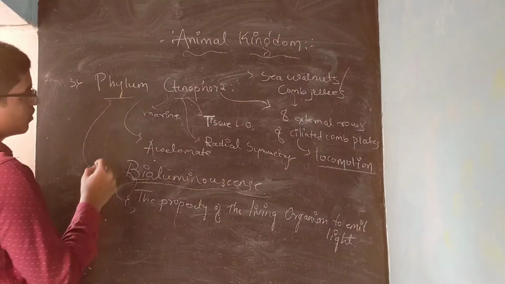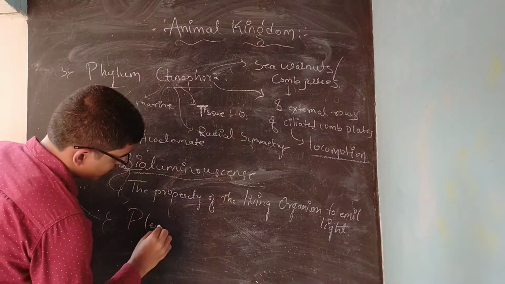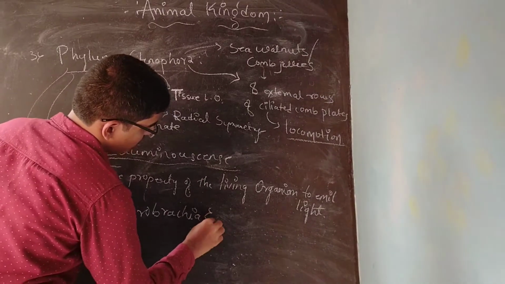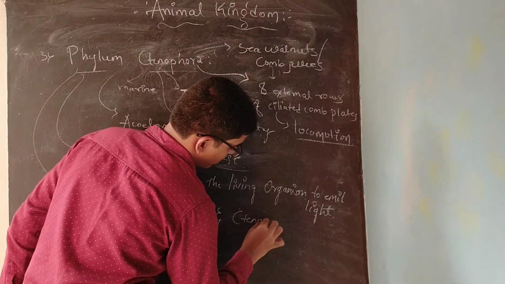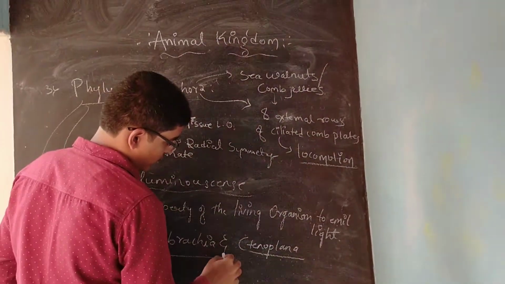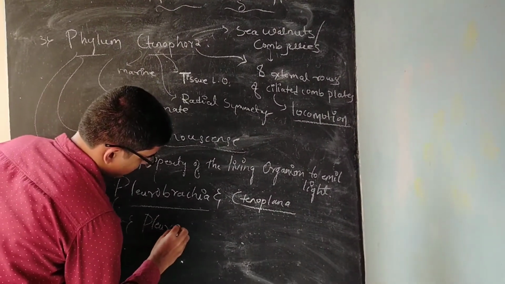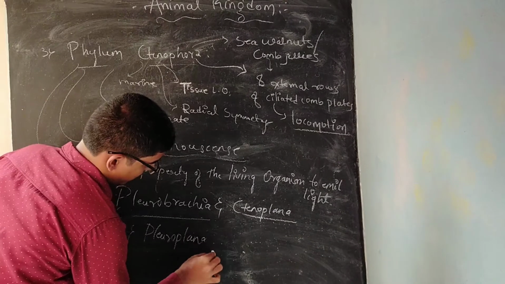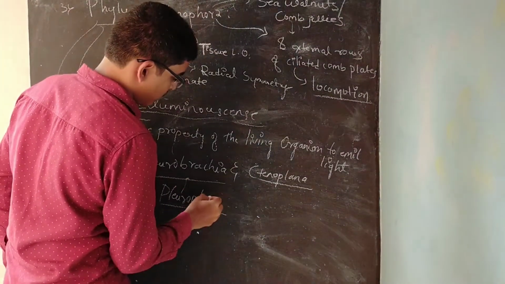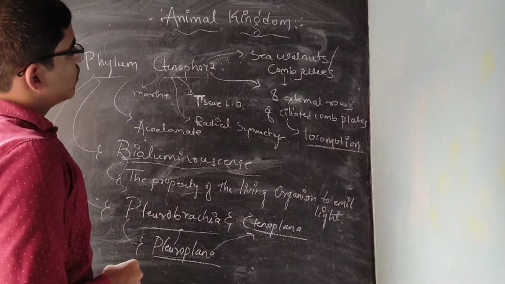So the examples for the phylum Ctenophora will be Neurobrachia and Ctenoplana. The shortcut to remember this trick is Neuroplana. Neuro stands for Neurobrachia and plana stands for Ctenoplana. So just remember this.